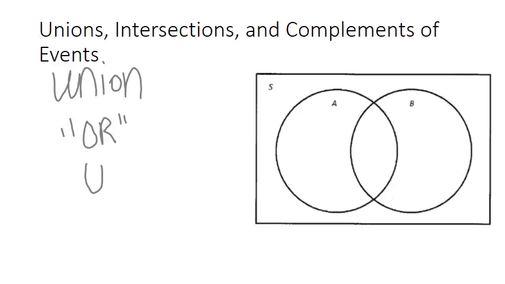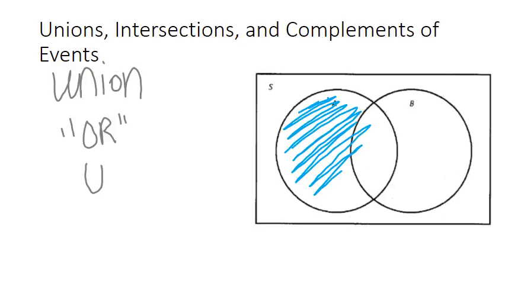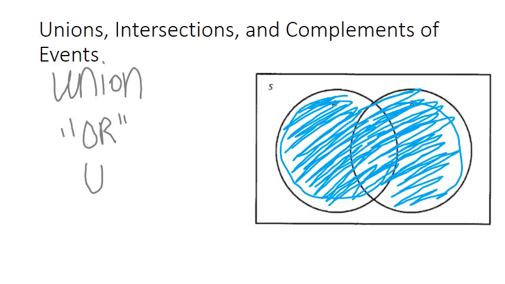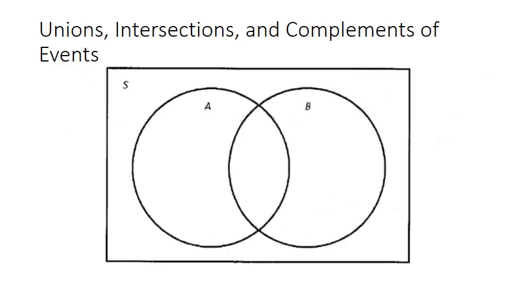So if we have this Venn diagram, and we're talking about all the things that can happen in A, or all the things that can happen in B, we're talking about all of them together. So if I were to shade it in, I'd be shading in all of A and all of B. That's what it means. We're talking about a union together. All of it together. So let's see about this example.